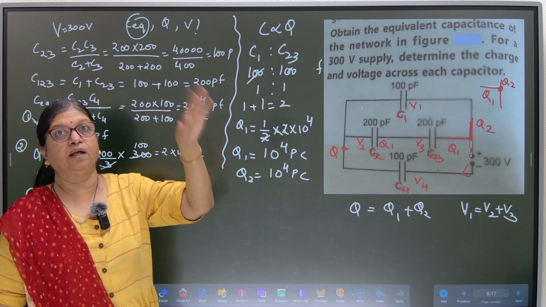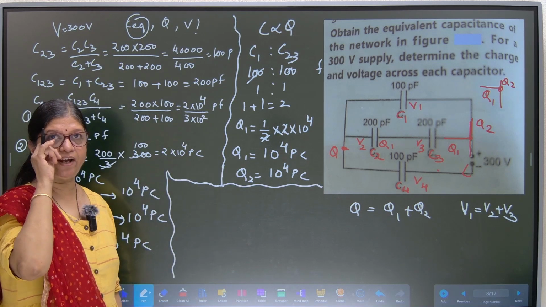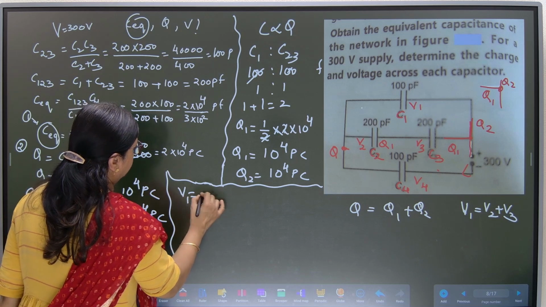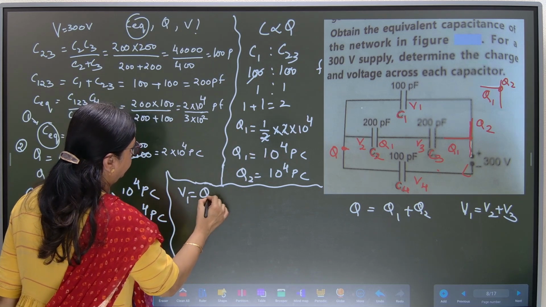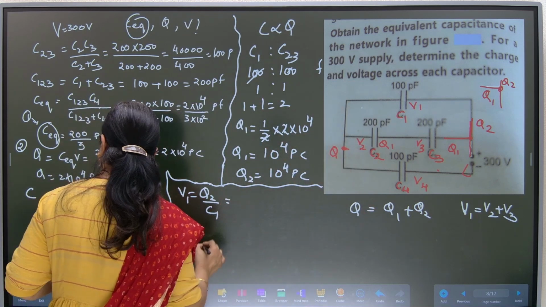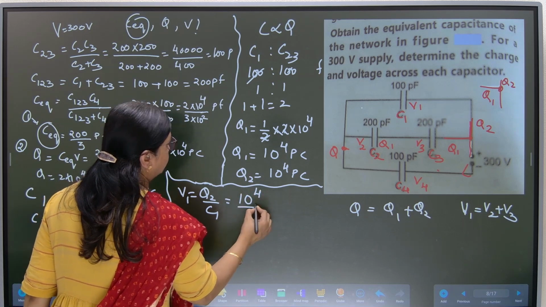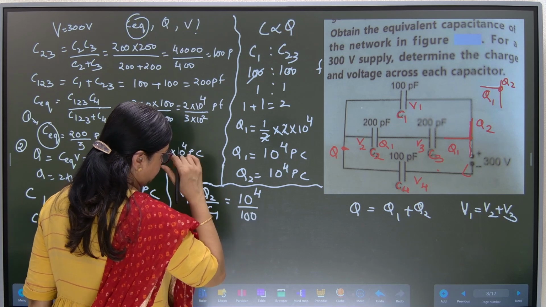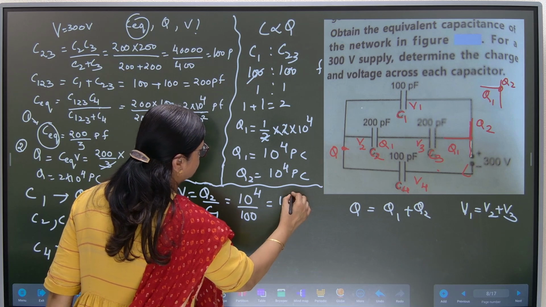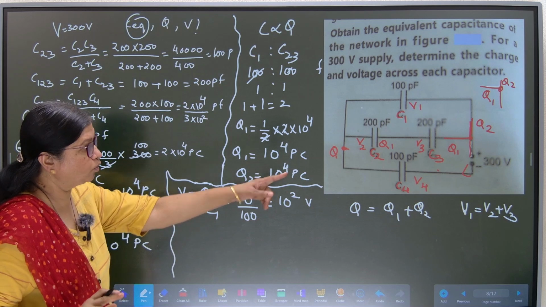So we are done with the second part of the question where they asked us Q1, Q2, Q3, Q4. Now we come to the last part where they are asking us V1, V2, V3, V4. So let us find out V1, V2, V3, V4. Looking at the diagram, V1 is equal to Q2 upon C1. What was Q2? 10 raised to 4 upon C1 is 100. So which amounts to 10 raised to 2 volts, 100 volts. We have to get the total as 300.